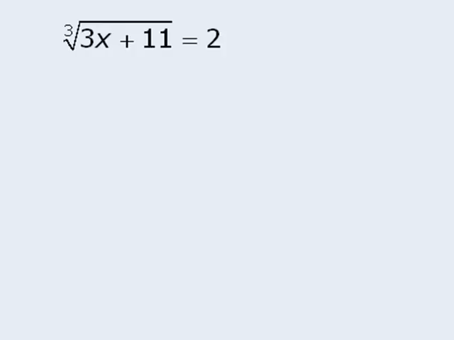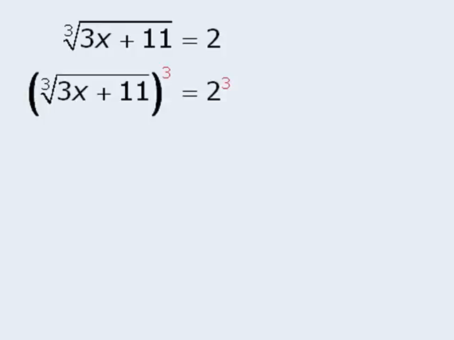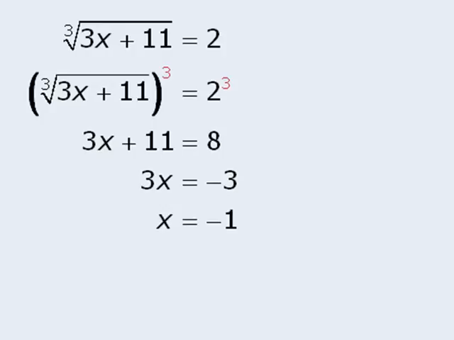Now the technique is pretty much the same here. To eliminate the cube root, we must first raise each side to the power of 3. So for fourth roots, we will raise both sides to the power of 4, for fifth roots the power of 5, and so on. Now the cube root of 3x plus 11 all to the power of 3 is equal to 3x plus 11, and 2 to the power of 3 equals 8. From here we can solve for x by subtracting 11 from both sides, and then dividing both sides by 3 to get x equals negative 1.